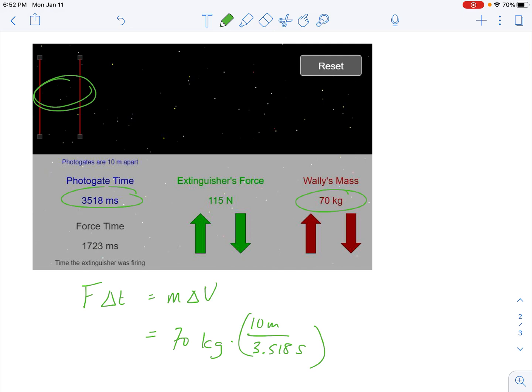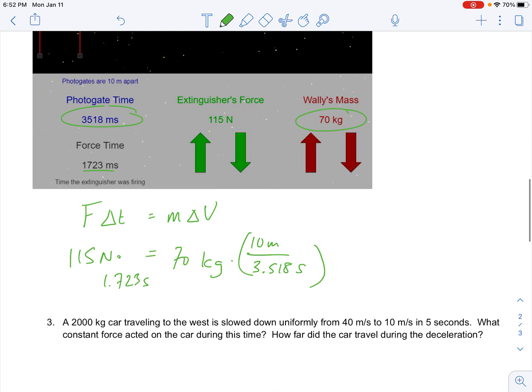Our force was, let's see, 115 newtons, and the time that we exerted the force was 1,723 milliseconds, which is 1.723 seconds. So let's see what happens when we multiply this out.